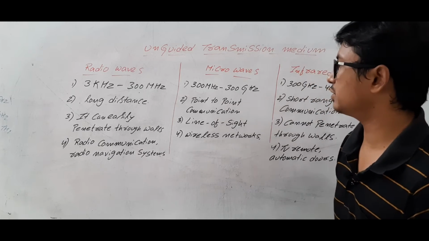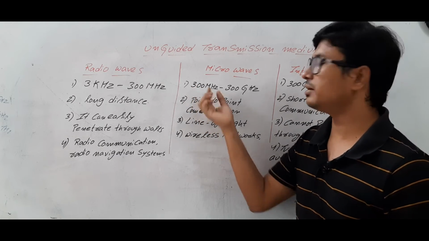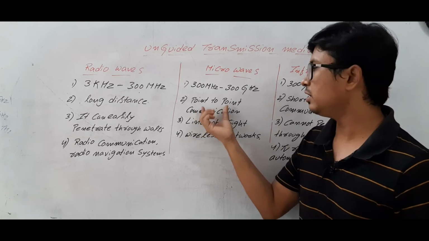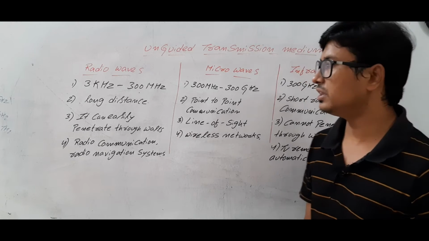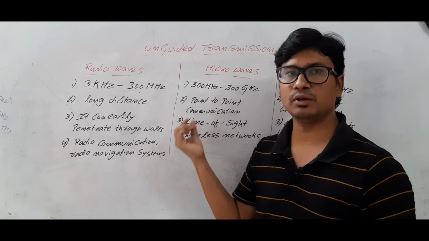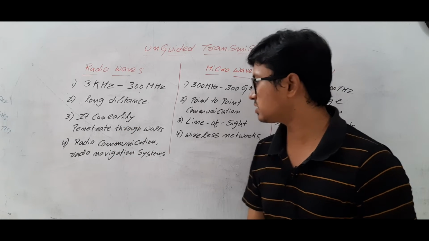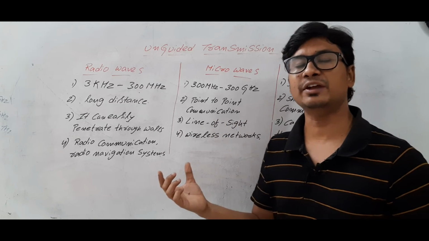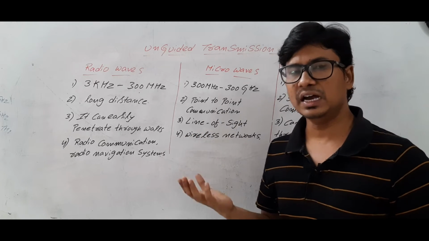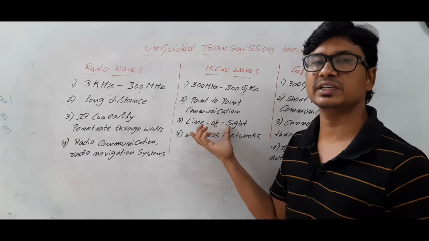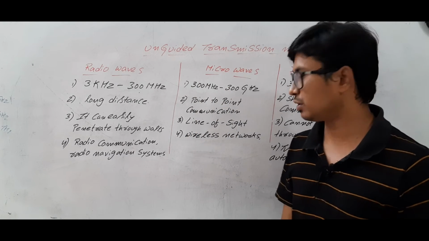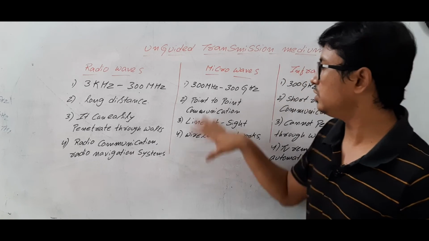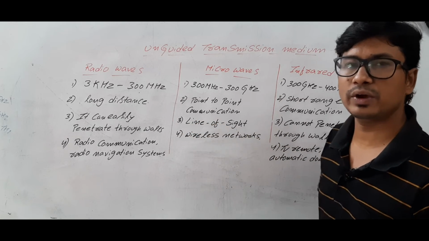Coming to microwaves, the range is from 300 megahertz to 300 gigahertz. They are useful for point-to-point communication because they do not penetrate through walls. One more important point is that the source and the destination should be in the line of sight. The source antenna and the receiver antenna should be in the line of sight for communication using microwaves, and they are majorly used in wireless networks. The main problem is that they require line of sight.